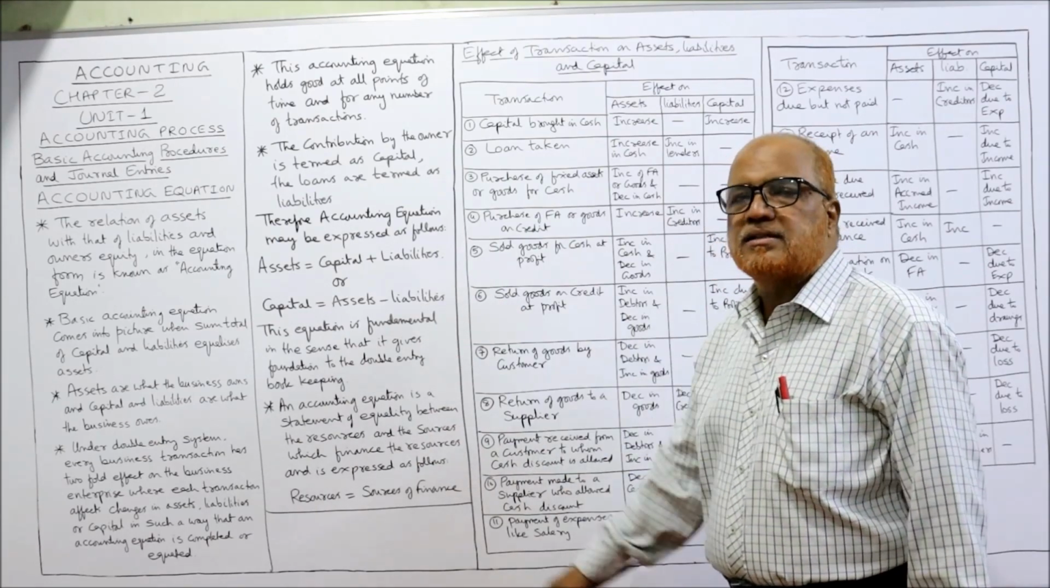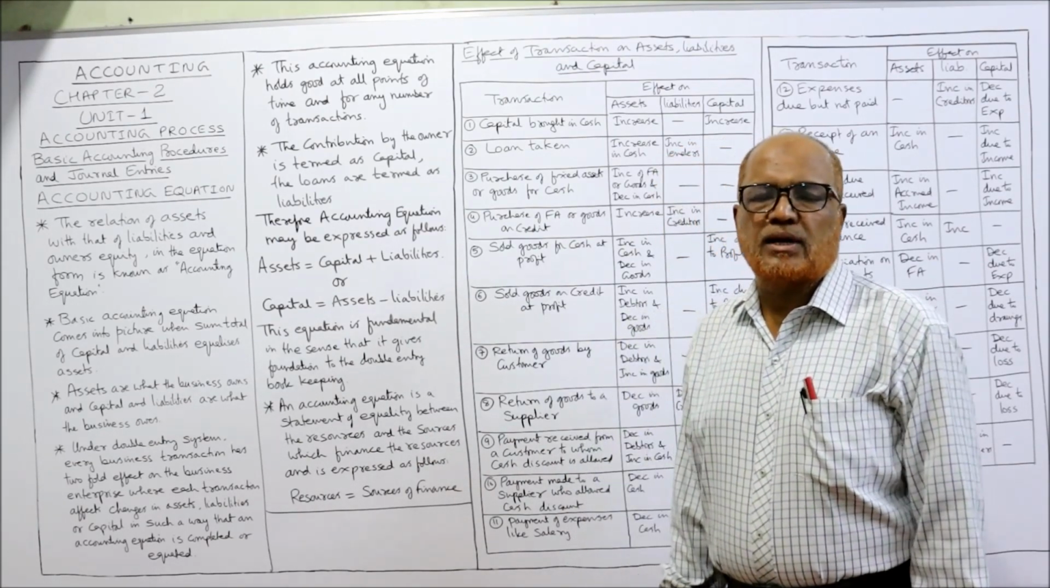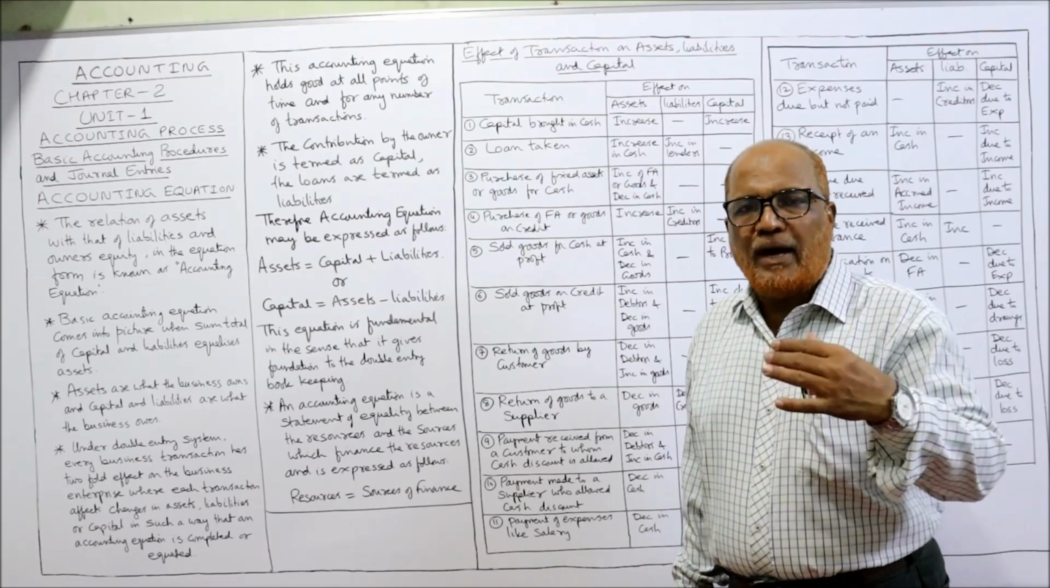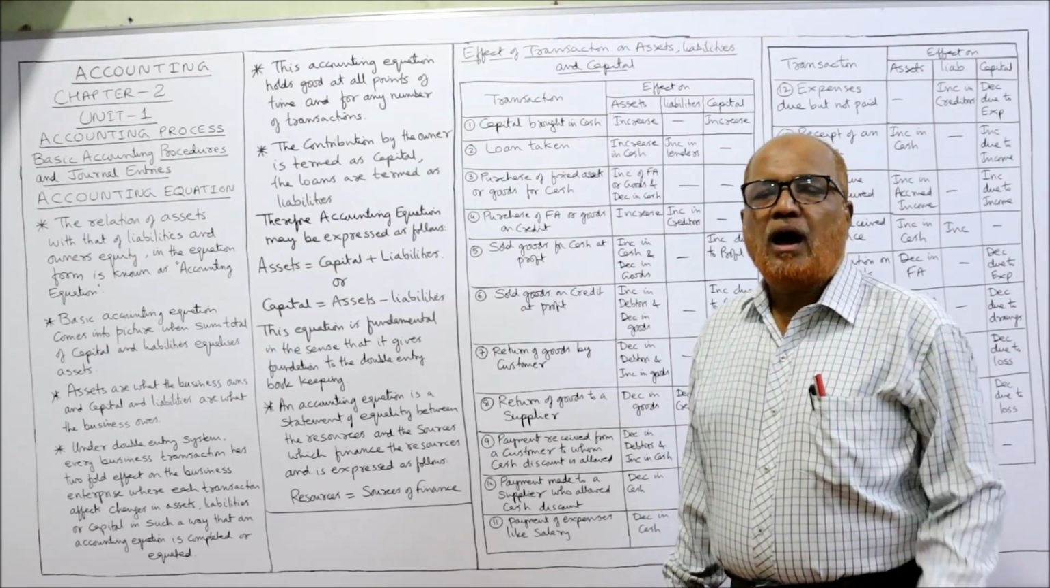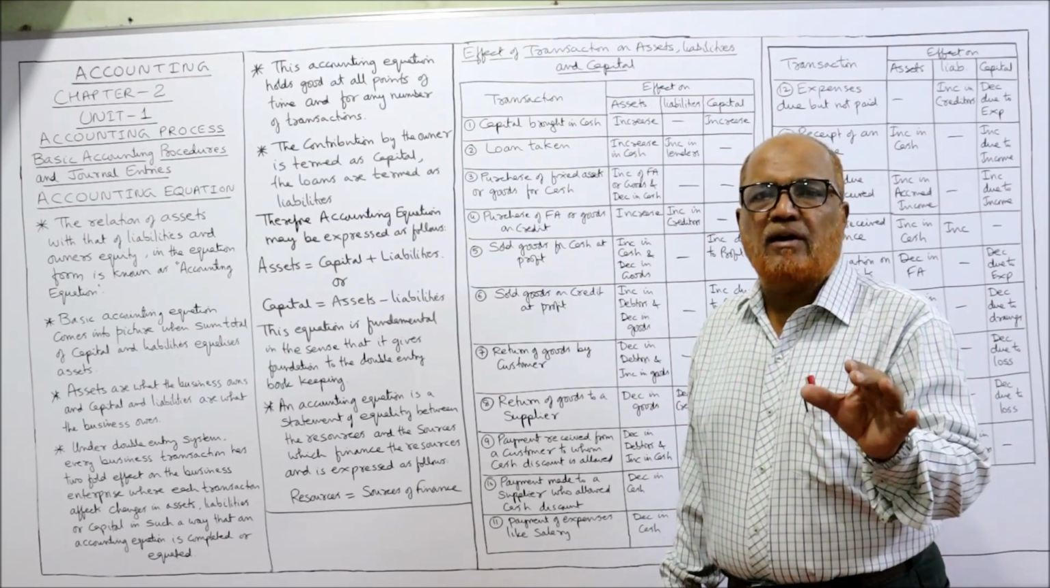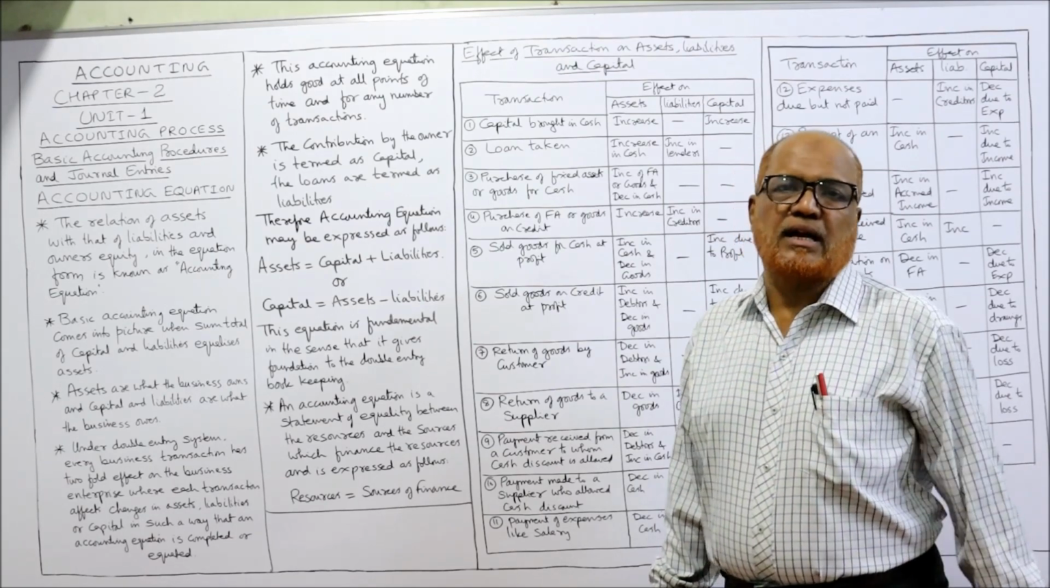So this is the complete explanation about the accounting equation. Now I will take a few examples of how the accounting equation is affected by different transactions.